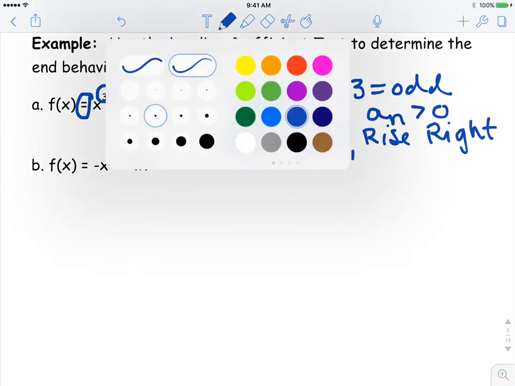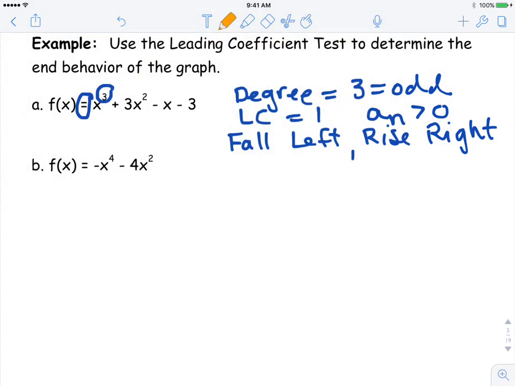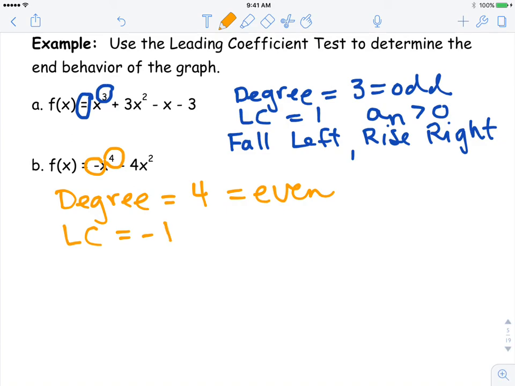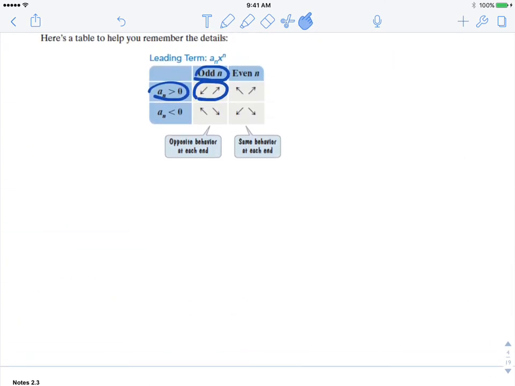All right, second example. Here's my degree. The degree is 4, which is even. Leading coefficient is a negative 1, which that a sub n is a negative. So we go up to the chart. It's even and a negative. So this is our end behavior. What it's telling us is it's falling on the left and falling on the right.